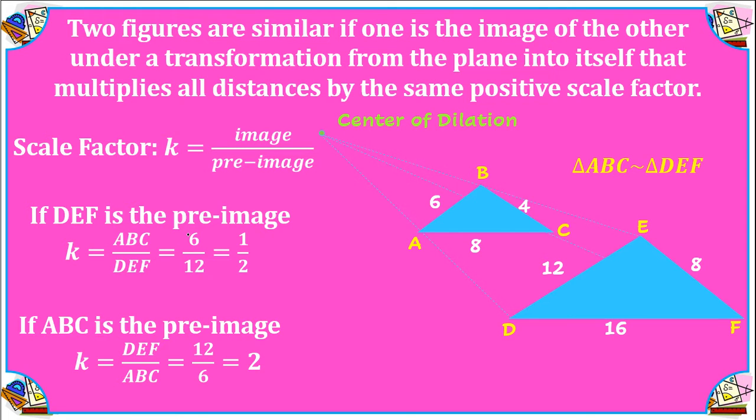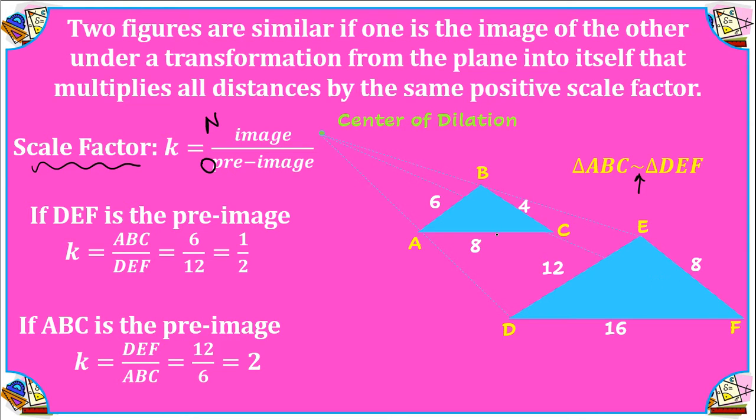So let's take a look at how we can calculate the scale factor. So again, scale factor, we use the variable k, and jot this down in your notes. To find the scale factor, you take a value from the image, the new image, and compare it to its corresponding value of the pre-image. So it's the new value over the original value, new over original. So here we have two triangles that are similar. Triangle ABC is similar to triangle DEF.